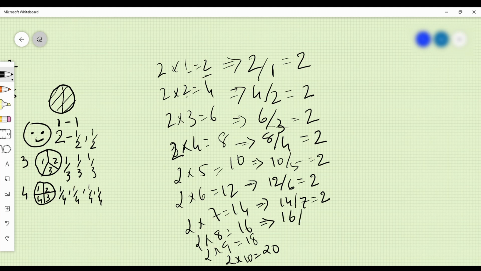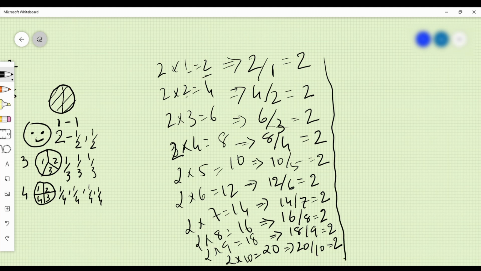So if I divide 16 into 8 pieces, I'll again get 2 pieces each. If I divide 18 by 9, I can get 2. If I get 20 divided by 10, I again get 2. So as you can see, here we just get 2 in each answer.